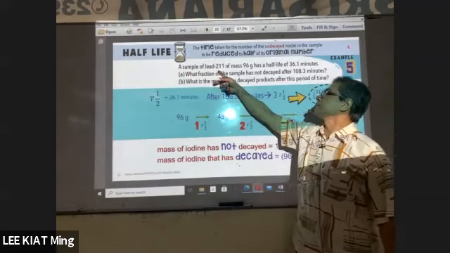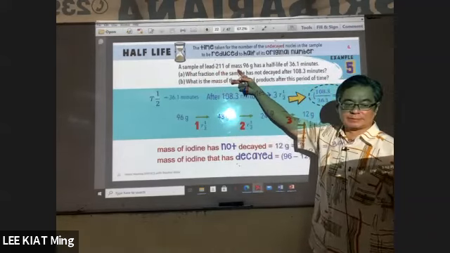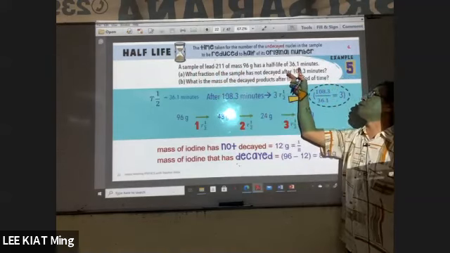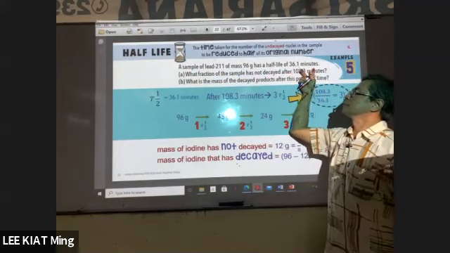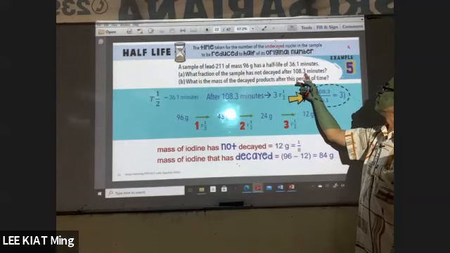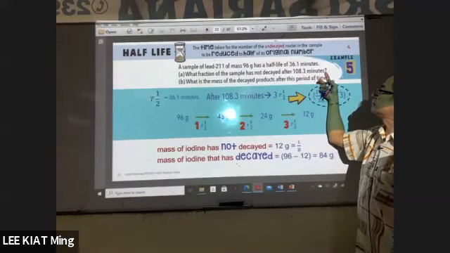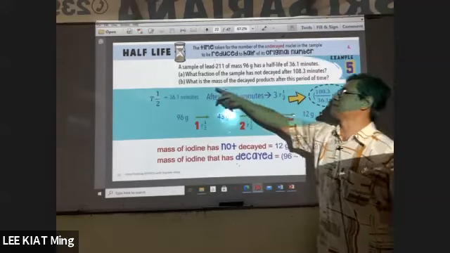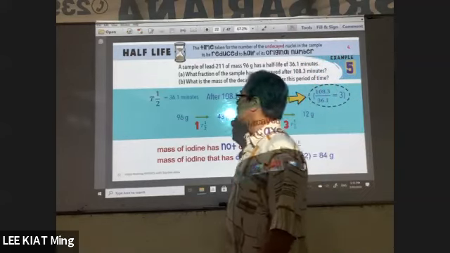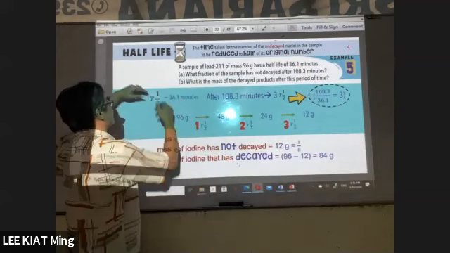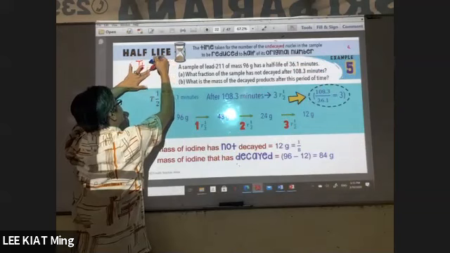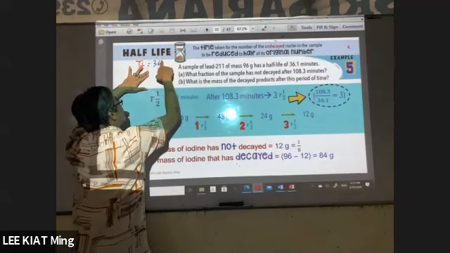A sample of lead-211 mass 96 gram has a half-life of 36.1 minutes. What fraction of the sample has not decayed after 108.3 minutes? And what is the mass of the decay product after this period? And then you find how many half-lives. Easy job. One half-life is 36.1 minutes.